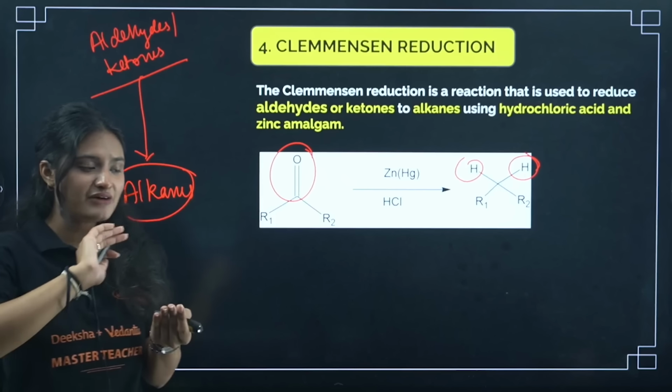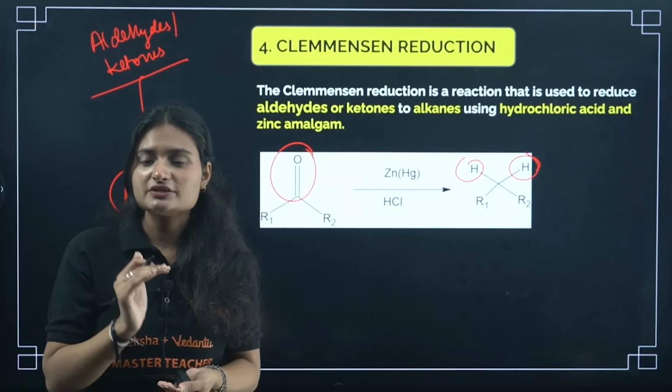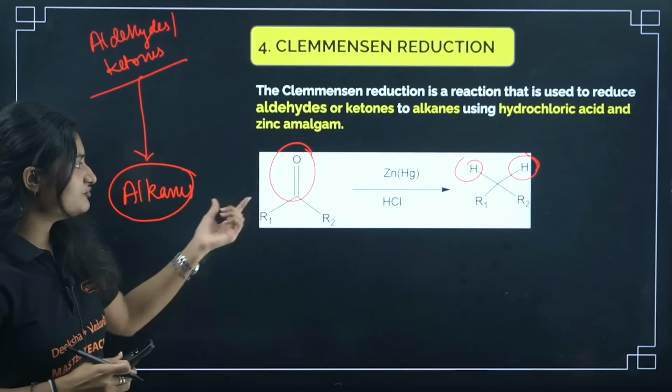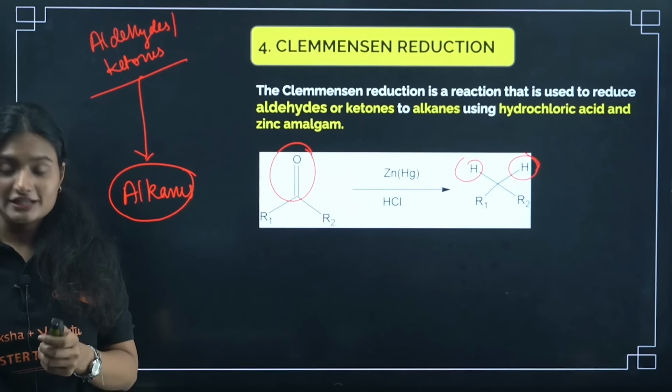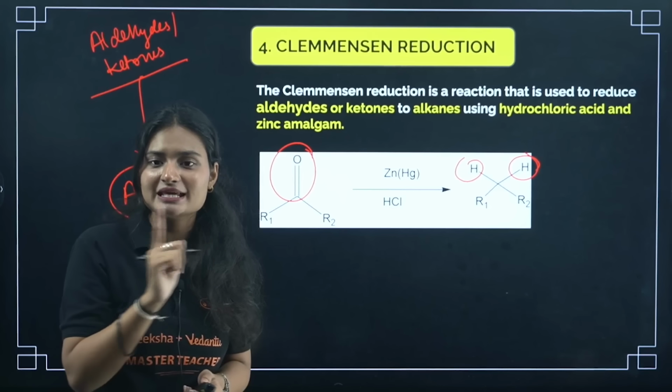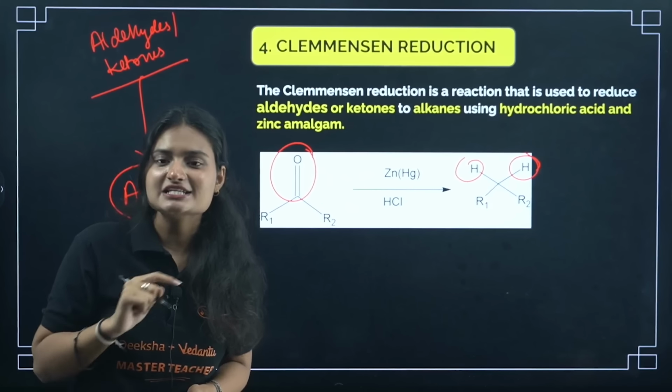Clemmensen means you have an aldehyde or a ketone and you treat it with zinc amalgam in HCl and we get an alkane. Simple, right? Okay, there's one more reaction which is similar to Clemmensen. Name that reaction. Yes, that is Wolff-Kishner.